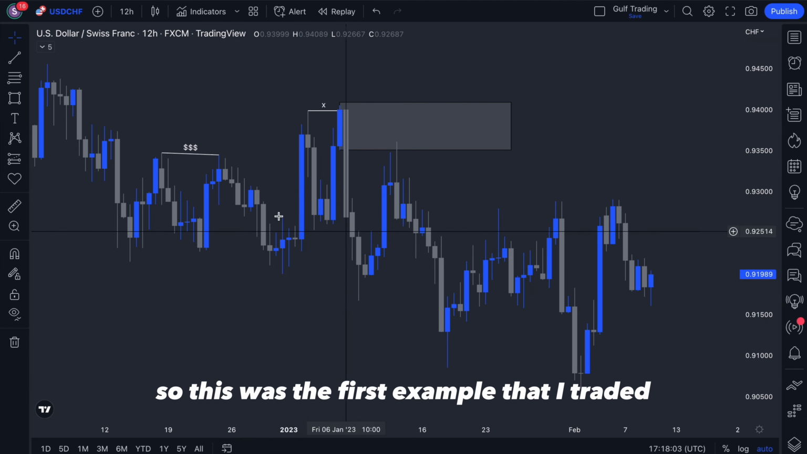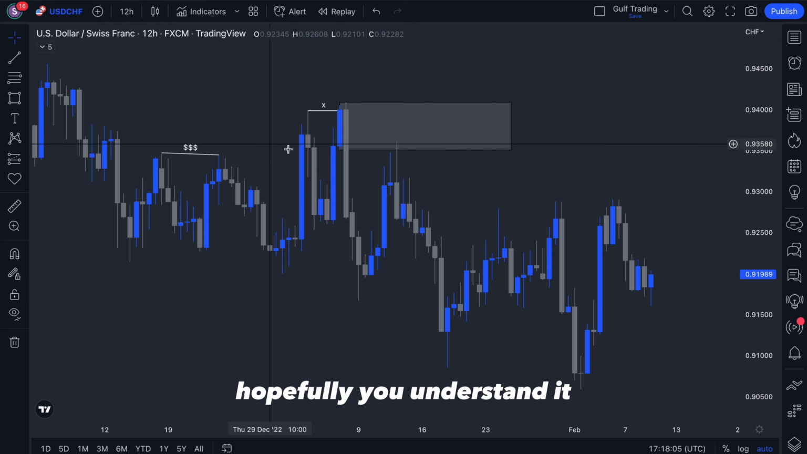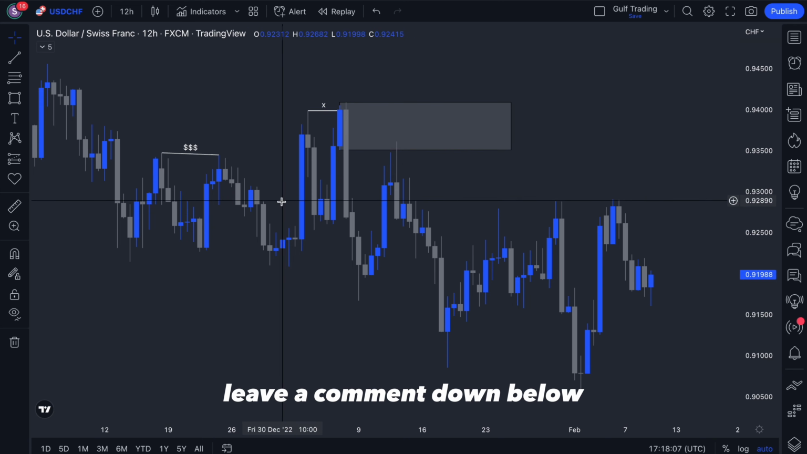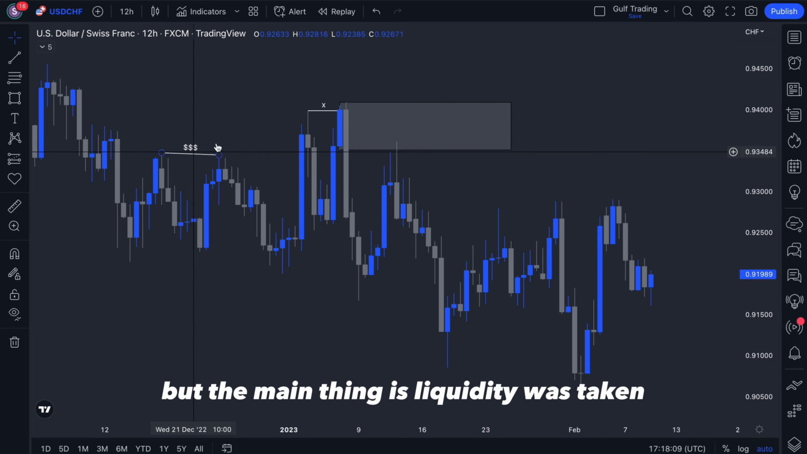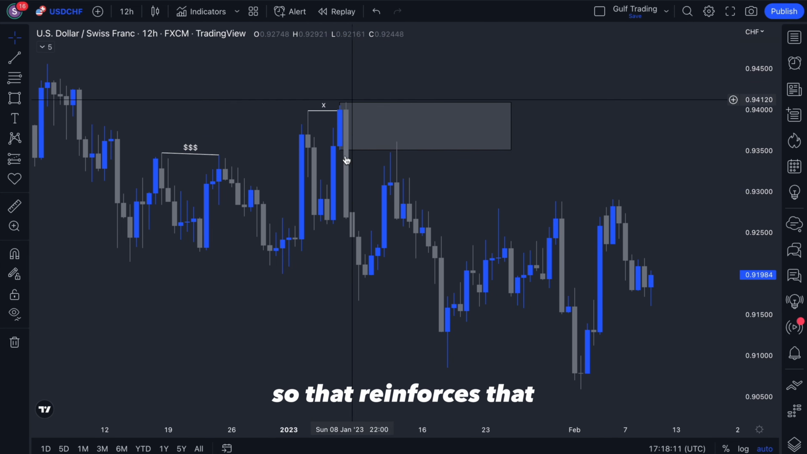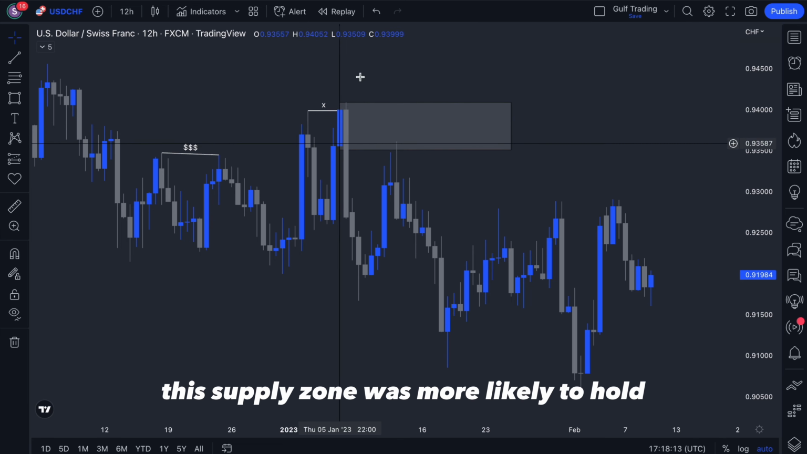So this was the first example that I traded. Hopefully you understand it. If you don't, leave a comment down below and I'll try and help you out, but the main thing is liquidity was taken, so that reinforces that this supply zone was more likely to hold.